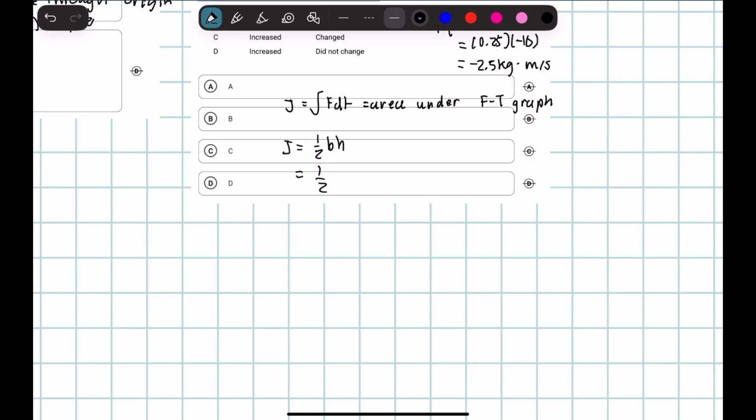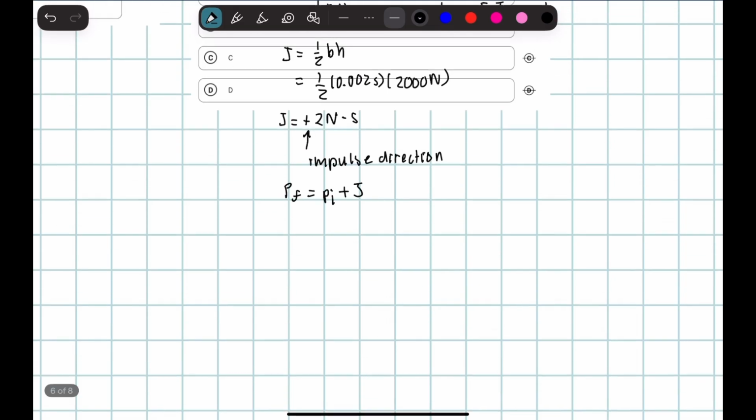So your base is going to be 0.002 seconds. Your height is going to be 2,000 newtons, right? So that's going to be equal to 1,000 times 0.002, which is 2 newton seconds, and positive. So that's the impulse direction. And then the final momentum, Pf, is equal to P initial plus the impulse that you exerted.